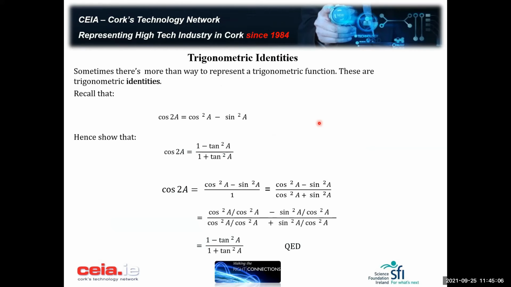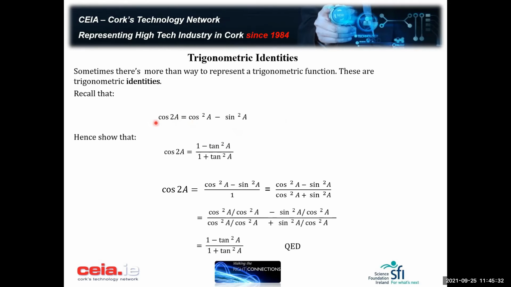Okay, so now let's move on to the problems involving these things that we've just covered. And one class of problems is trigonometric identities. That's where you try to show that one expression is equal to another.